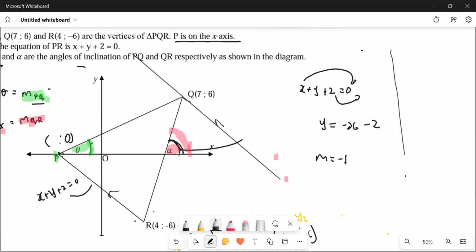And then what is it that we know about parallel lines? The gradients are going to be equal. So the M of PR is going to be equivalent to M parallel. Let's call it M parallel, which means it's going to be equivalent to what? -1. Okay, we'll get 1 mark for that.